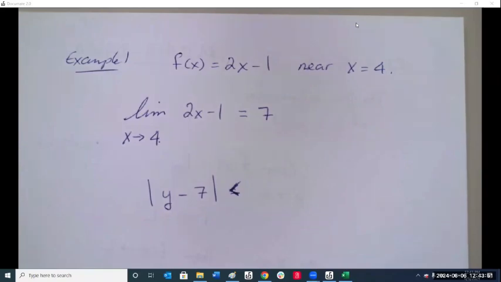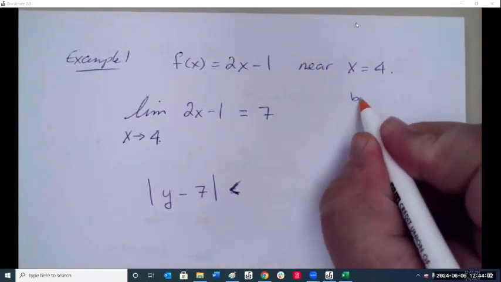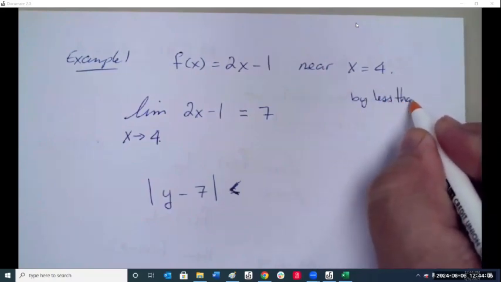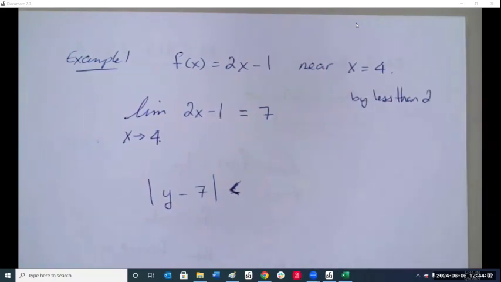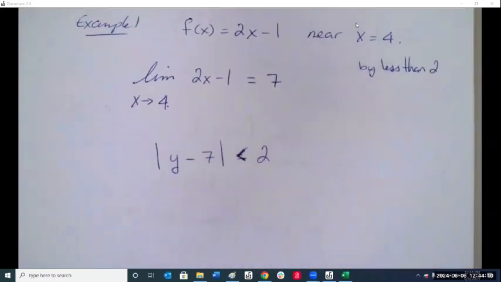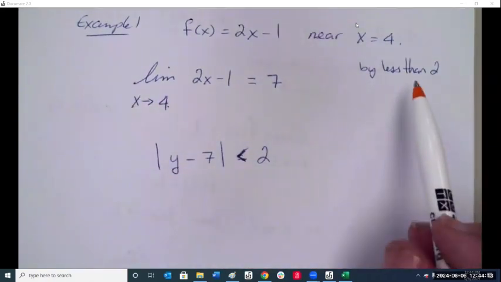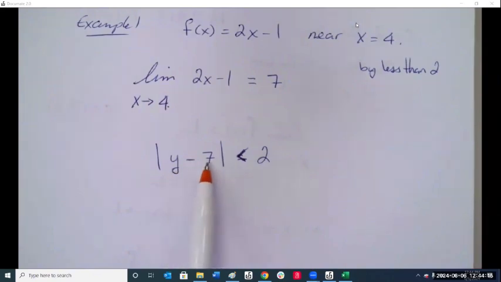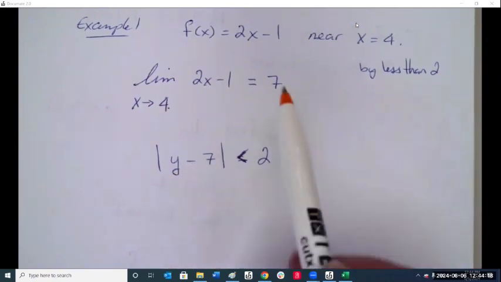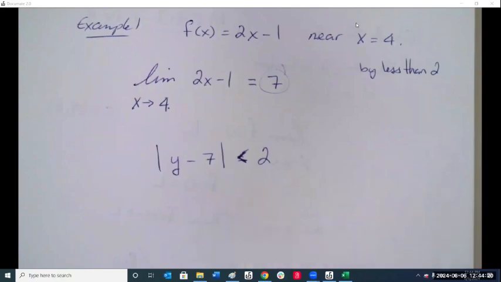However, how close to x does x have to be for the function to differ from 7 by less than 2 units? So what we're saying here is this. What does x have to be so that this function differs from 7, which is this value here, the limit, by less than 2 units? So getting as close to 7 as possible within. What does x have to be? So within 7.